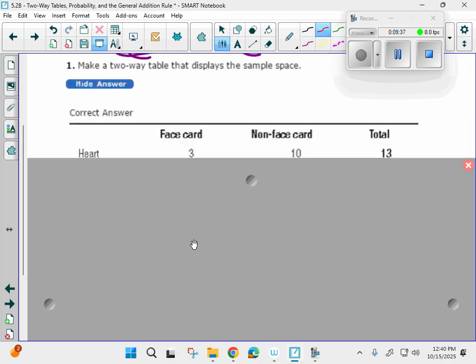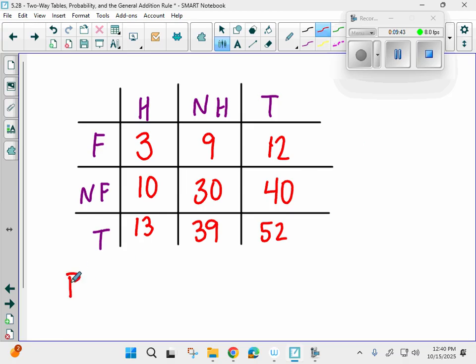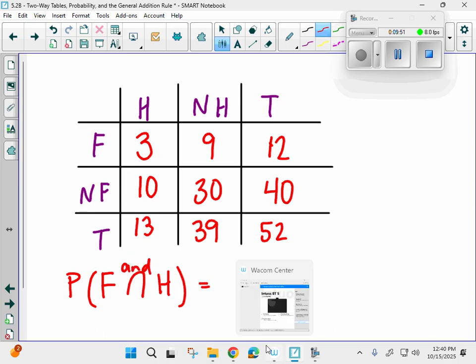Find the probability of F and H. All right, so this is the next part. The probability of being a face card and a heart. And I'm using this symbol to help you learn what that means, okay? So this is occurring at the same time. What do you guys think? Good job. It's out of the total, the 52, okay? There are 3 cards that are both at the same time. Okay, 3 out of 52.